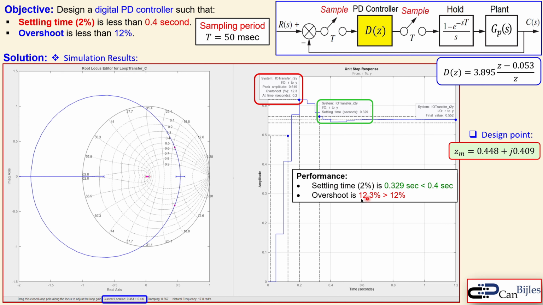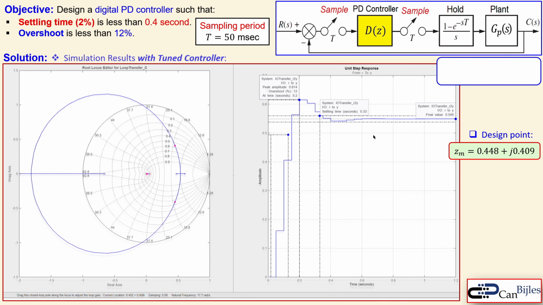But the overshoot is 12.3% here, which is larger than 12%, a little bit larger. So we can say this is fine, but this is not fine. So we need to lower this limit. So we can adjust this controller. We can adjust the parameter, which is the gain here, or the zero location. So we have two knobs we can tune here. So we need to tune that. So the next step is the tuned controller.